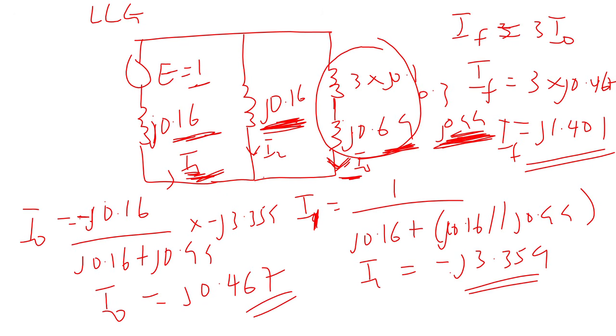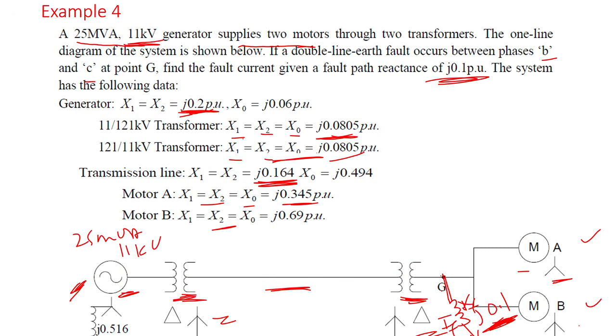So basically, this is how we solve such a problem. Double line to ground. Now, let's take this same question, and assume that maybe the fault is not a double line to earth fault, but it's rather a line to ground fault. Let's take the same solution.